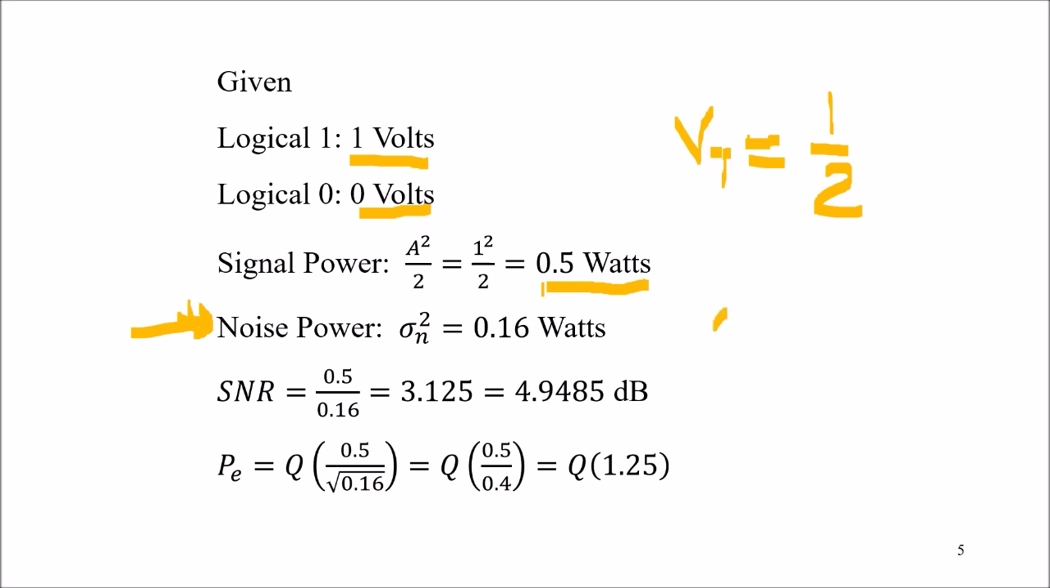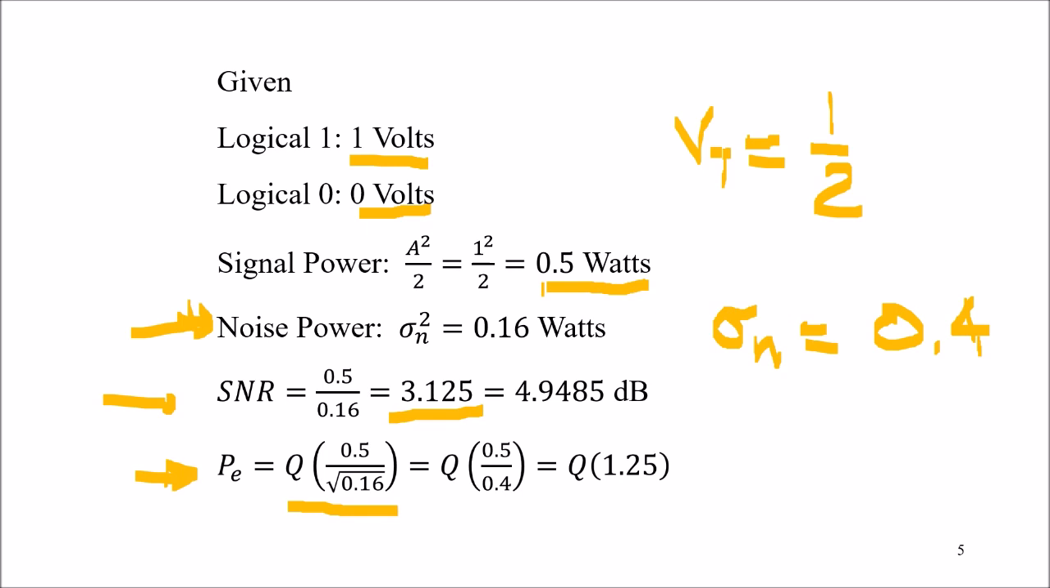So that would make the square root of the variance, so that's just sigma n, going to be the square root of 0.16. That's going to be 0.4. That's a nice round number. The signal to noise ratio is going to be 0.5, that's the signal power, divided by the noise power, which is 0.16. That's a signal to noise ratio of 3.125. And if you turn that into decibels, that's about 4.95 or so decibels.